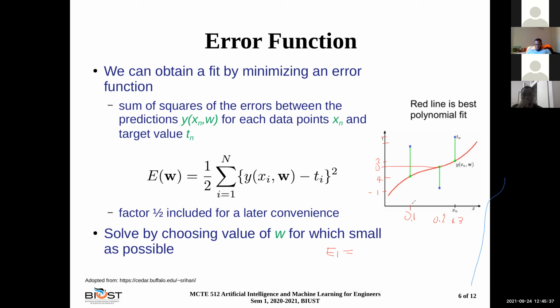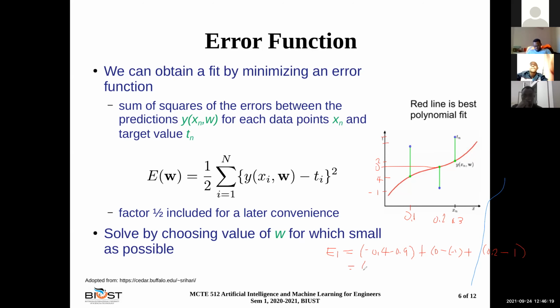Okay, so the first error term will be the estimated value, which is minus 0.4, minus 0.9, plus 0, minus 1, plus 0.2, minus 1 there, without squaring them.